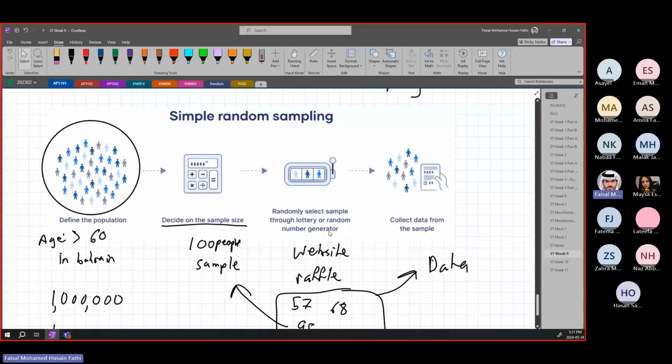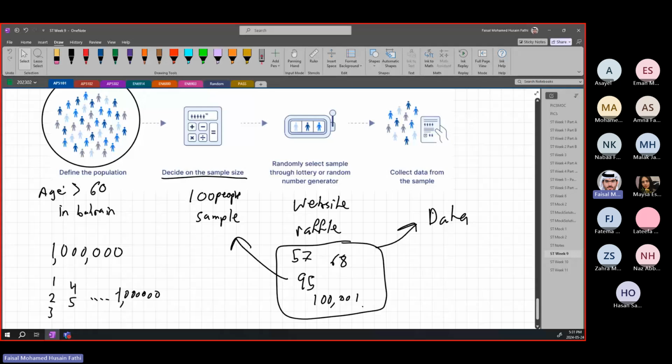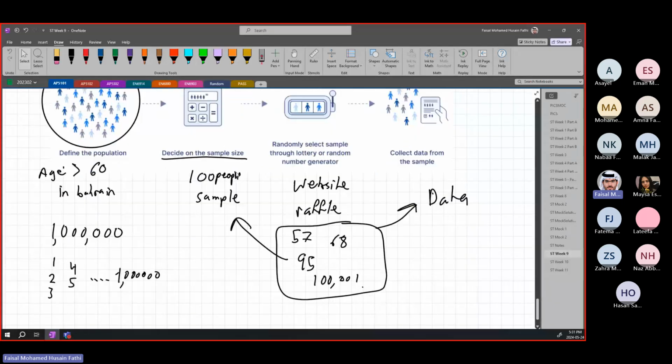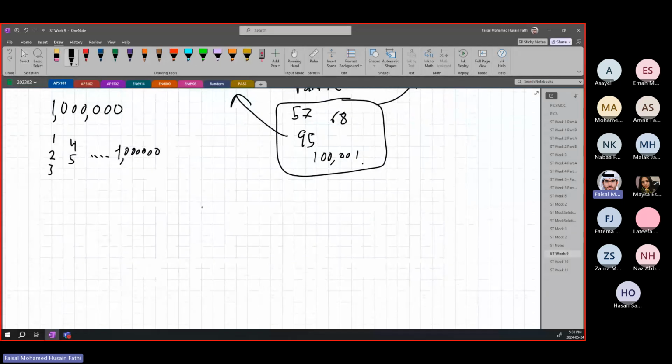This is very rarely used because you cannot necessarily get very accurate data, because you don't know if the random generator is going to select all the people, for example, from one specific area or from a specific age group like 60 to 65 only, not people above 65. So it's not really an efficient way of sampling.